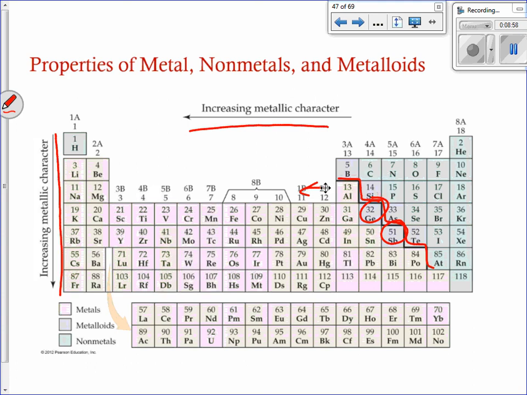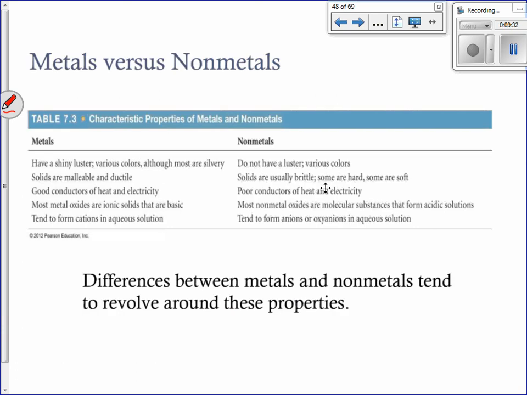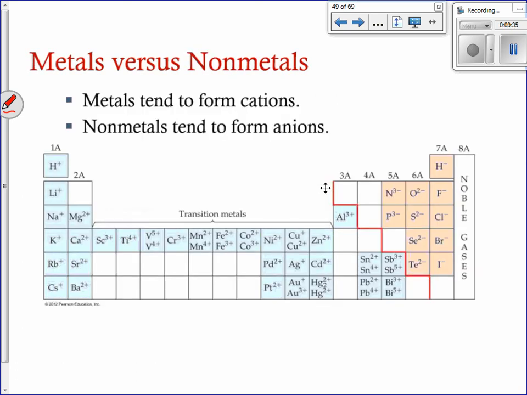And instead of having you write them down, I put the characteristics in here for you, remembering that metals are shiny and they have luster and nonmetals do not, and the metals are good conductors, whereas nonmetals are poor conductors. There are a few others here that you probably don't recall, like metal oxides that are ionic solids are basic, whereas the nonmetal oxides form acidic solutions. But the main thing in determining the metallic character is that metals tend to form cations and nonmetals tend to form anions.